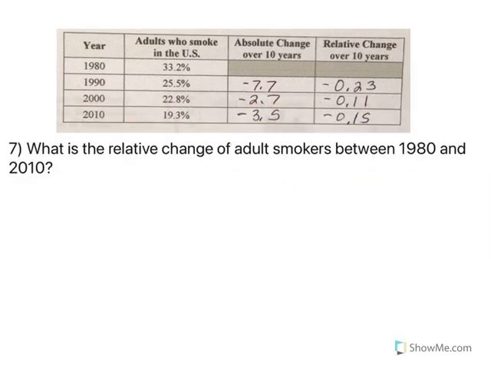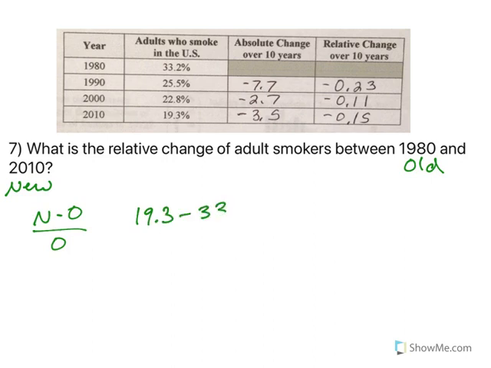What is the relative change of adult smokers between 1980 and 2010? The way this is worded, it tells us 2010 is new and 1980 is old. In our table, we broke this down into 10-year chunks. In this question, we are asking to just do it in one piece. Looking at this, we would take relative change, new minus old, divided by old.